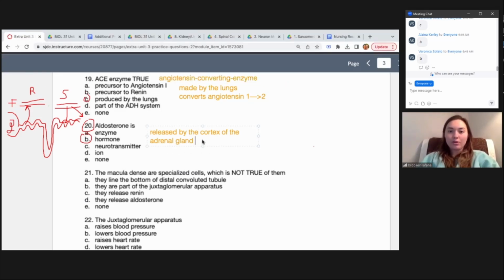It is triggered to be released by angiotensin 2. So remember, angiotensin 2 gets converted in the lungs and then it goes to that cortex of the adrenal gland, triggering aldosterone to be released. Question 21. The macula densa are specialized cells. Which is not true of them?